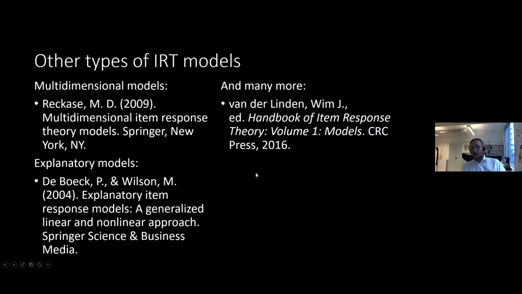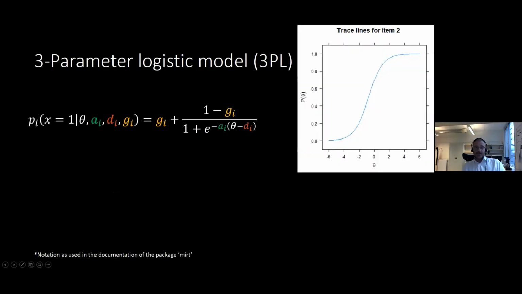You can also use a bunch of different models, as I said. You have multidimensional models, explanatory models, and too many to mention here, but these are the books that you would be interested in looking up. So, as I said, we're going to focus on the Rasch model, the 2PL model, as in the 2-parameter logistic model, and the 3PL model. They all look very similar. They are based on pretty much the same equation, and with a few restrictions, it's the same.